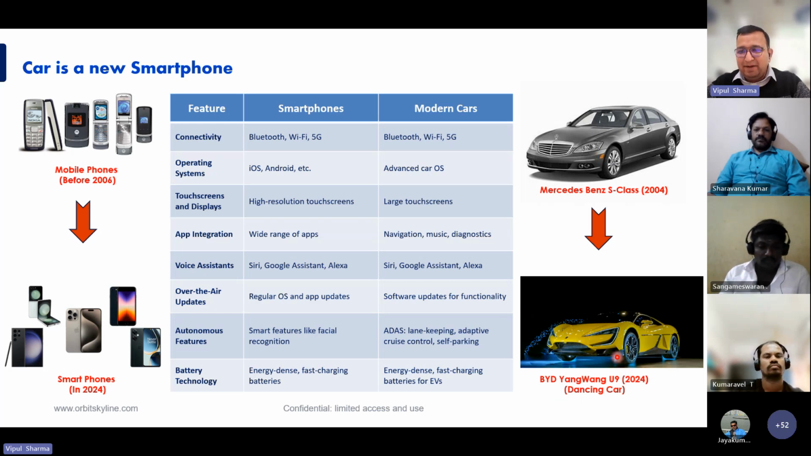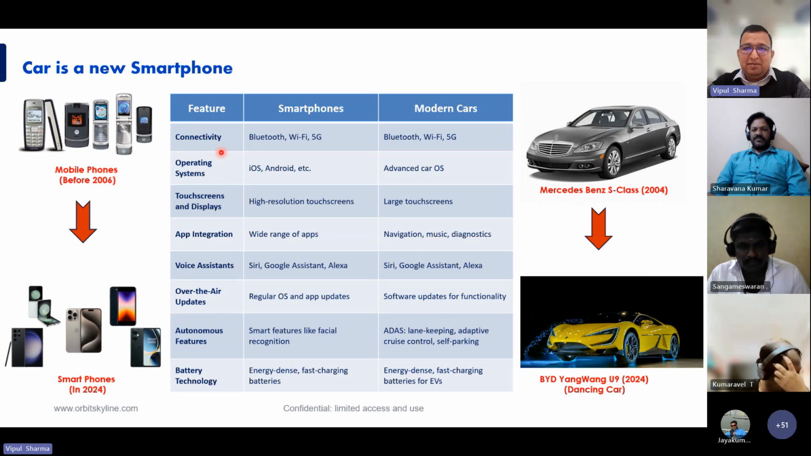This is a dancing car. So this is a very funny thing. This car actually dances. It has motors on all four of its wheels. Using it, it can jump in the air and it can do all kinds of stuff. So this is what our car looks like now, and this is what will come up in future.